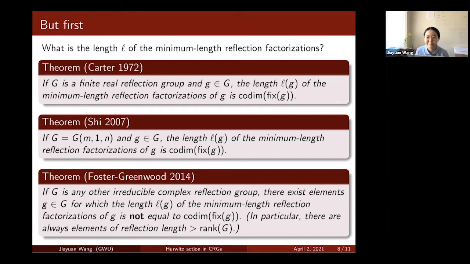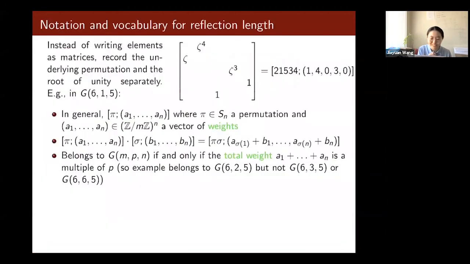Okay, thank you. Now before we get into actually computing reflection length, let me introduce some notation and vocabulary. Here we have an element in G(6,1,5). Instead of writing matrices every time, we use this bracket notation. The first part is the underlying permutation of this element, and this part is the exponents of the non-zero entries in each column. So here we have 1, 4, 0, 3, and 0. These are called the weights of the entries.